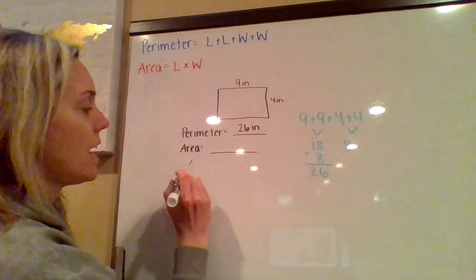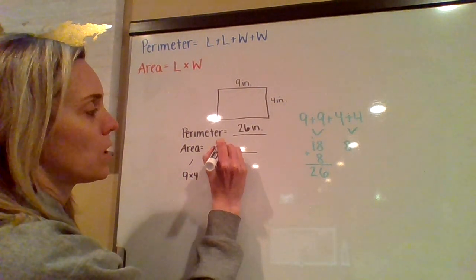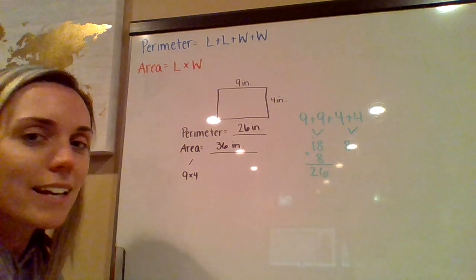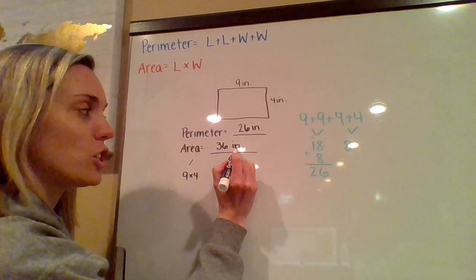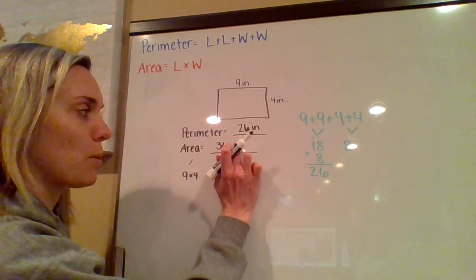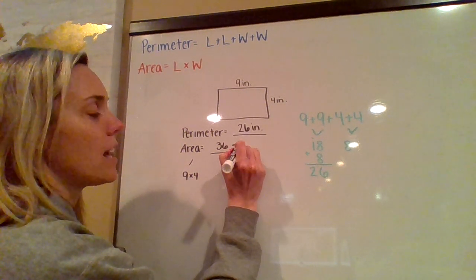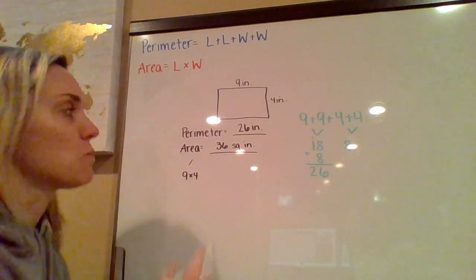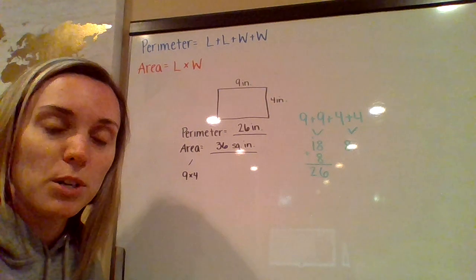Now to find my area, I know I do length times width. The length is 9 and the width is 4. And I know 9 times 4 is 36. Now, if I say 36 inches, that is not correct because I said 26 inches was perimeter. If I just put inches, that means I'm talking about perimeter. When we are doing area, you need to make sure you say square inches, squared because we are multiplying two numbers. That is how you find perimeter and area.